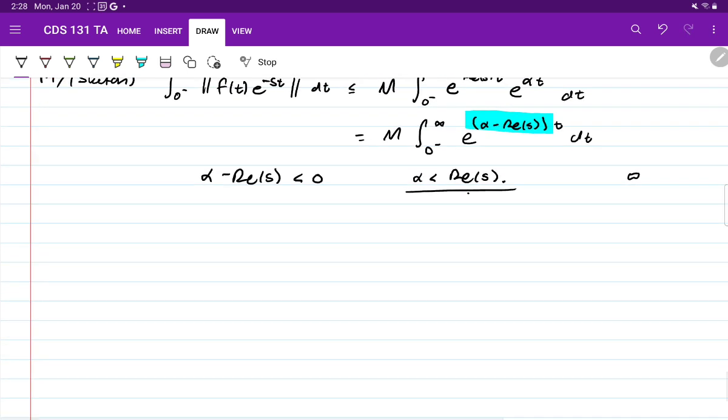Okay, so just to give you an idea of what a non-example would be, a function that does not satisfy this.